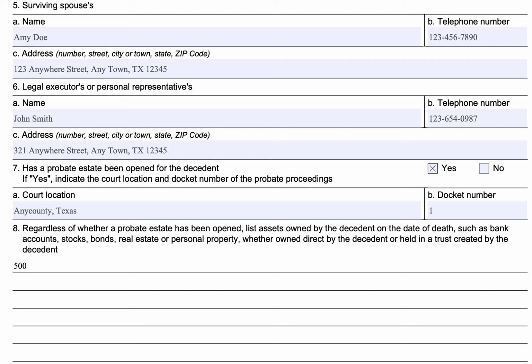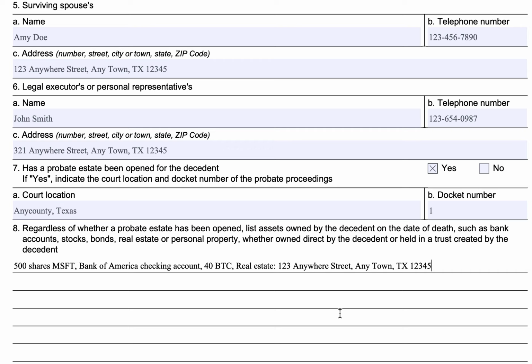So let's just say 500 shares of Microsoft, Bank of America checking account, $40 Bitcoin, real estate, so this is your form.